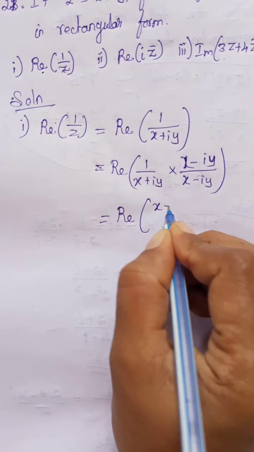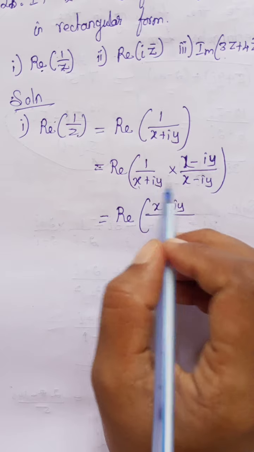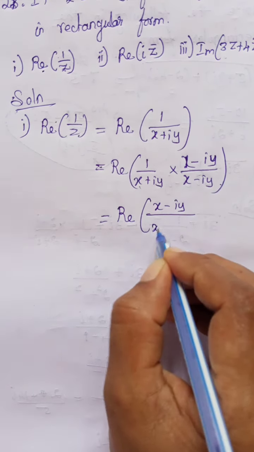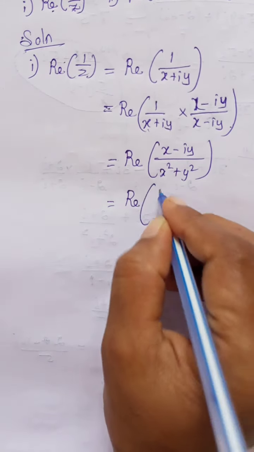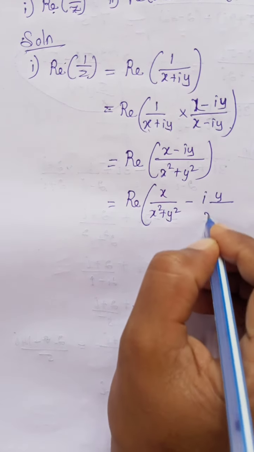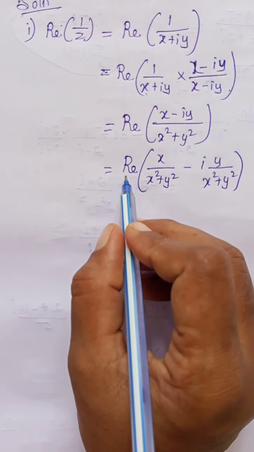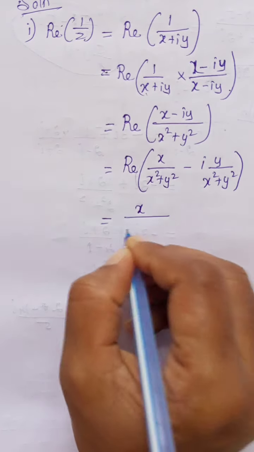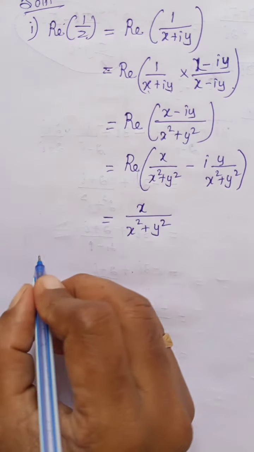So the real part of x minus iy by the complex number and its conjugate. So x square plus y square. If I write directly, x by x square plus y square minus i into y by x square plus y square. But what we need is only the real part. Here the real part is x by x square plus y square. Is that clear?